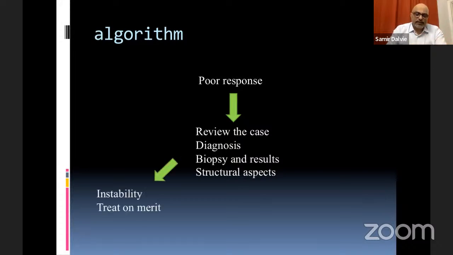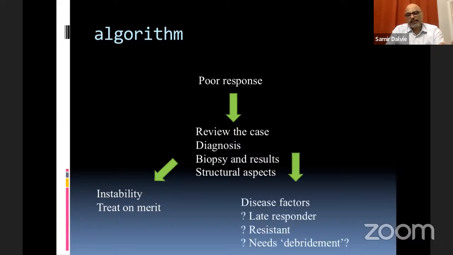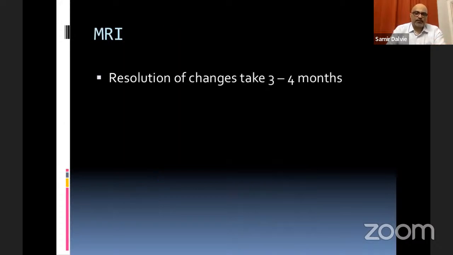If there is an instability, you have to treat on merit. So if there's an instability, maybe you can still give bracing and AKT and the patient may get better because it may be a temporary instability. But it may be that you need surgery to stabilize the patient to get him better. But if it's a disease factor, like a late responder or a resistant patient, then you may have to change the AKT. You may need a debridement. So you may do a repeat biopsy, etc. Or you may just do a debridement in which you get the tissue and you can find out what's happening.